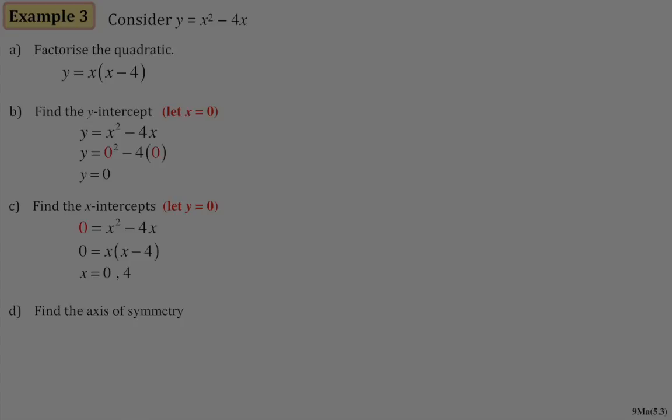What's the axis of symmetry? Well, the axis of symmetry will always be halfway between the x-intercepts. And if it's halfway between the x-intercepts, how do you find halfway between some numbers? You add them up and divide by 2. So my x-intercepts are 0 and 4. So 0 plus 4 over 2 is 4 over 2, which is 2. The axis of symmetry is the line x equals 2.